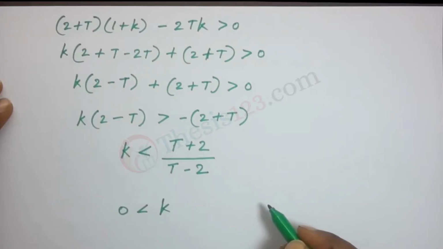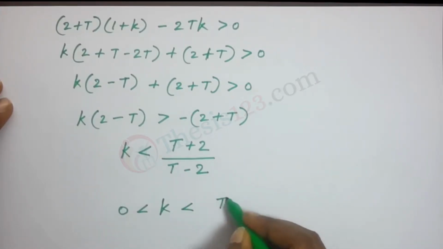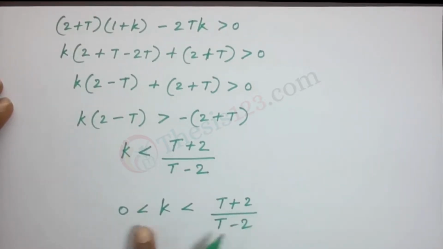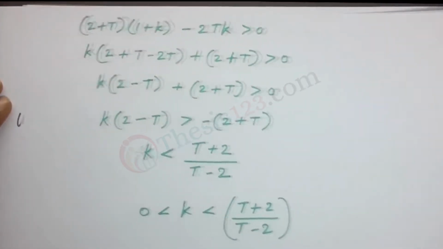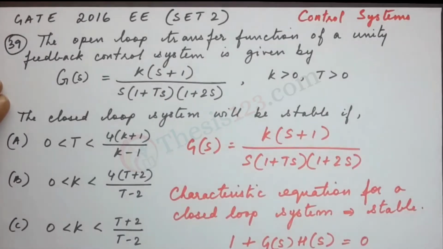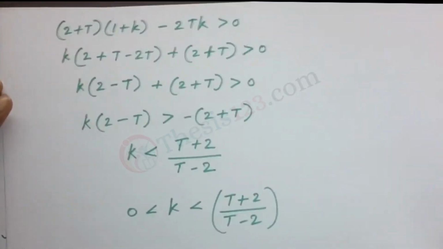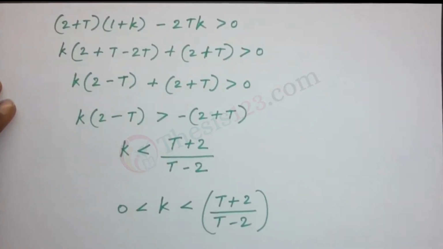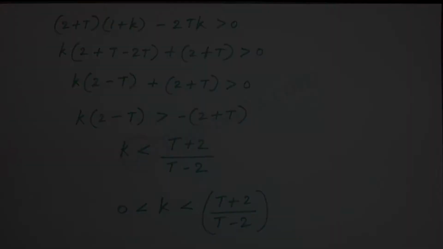And to complete it, we know that k is greater than 0. So it lies between 0 and t plus 2 divided by t minus 2. And this resembles option number C. Right. So C is the right answer for this question. I hope it has helped.